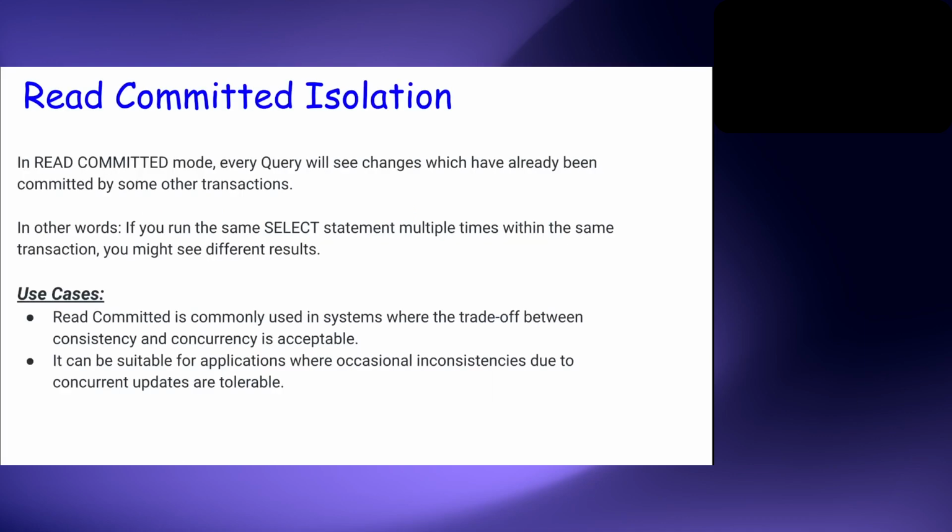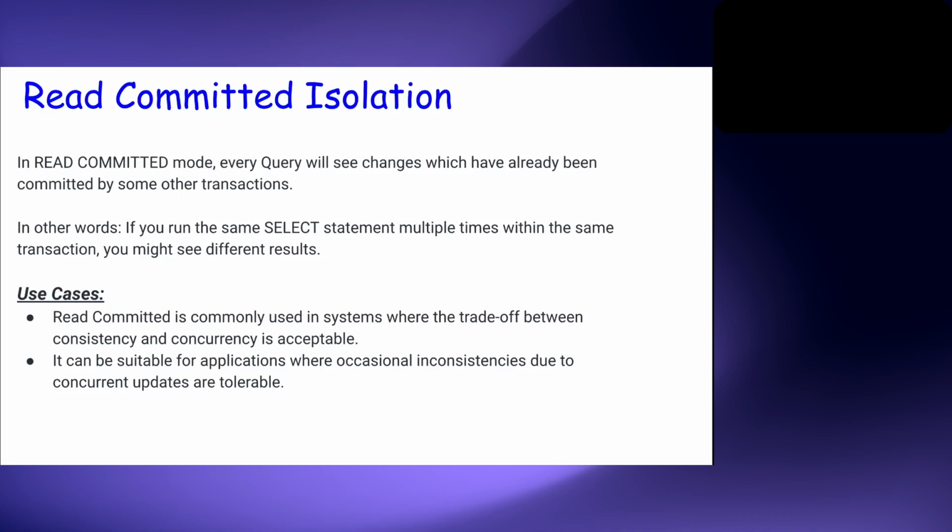So, what happens in read committed isolation? In read committed mode, every query will see the changes which have already been committed by other transactions. In other words, if you run a select query and it returns a particular set of results, and you run the same select query again in the same transaction, there is a possibility that you will see different results, because some other transaction might have committed some data.